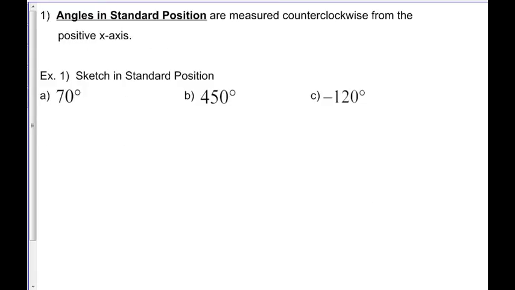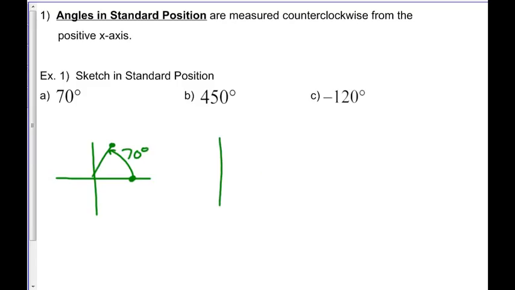Angles in standard position are pretty straightforward. They're measured counterclockwise from the positive x-axis. So if we wanted to sketch 70 degrees, all I do is go to the positive x-axis and go counterclockwise 70 degrees. That's what that angle looks like in standard position.